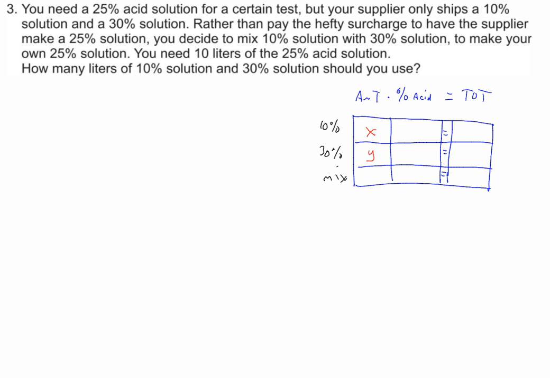All right, so Ashton, now give me another block. 10 liters in the mix amount. 10 liters is the mix amount. I agree.